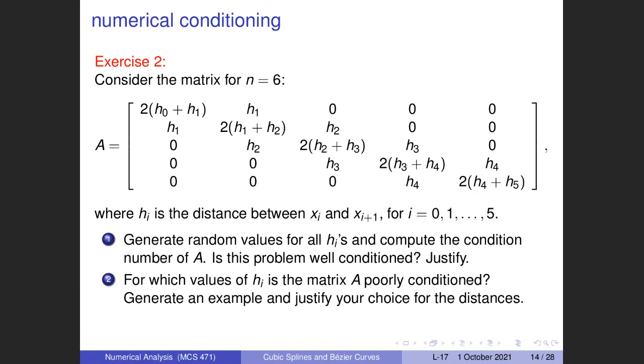Which would mean that your first interval is very small. What happens if the middle interval is very small? So we have h_2, which is at the middle. What if that is 10 to the power minus 8? You study random values, and then you study particular values. So that's what the exercise is all about.